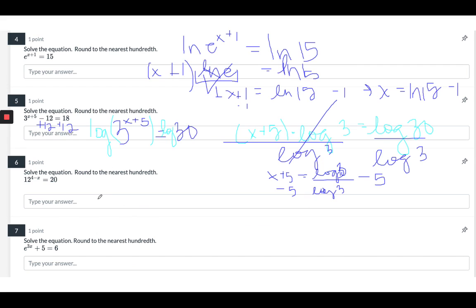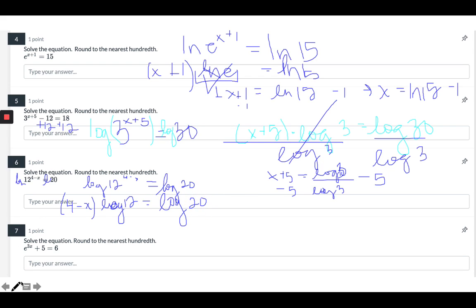All right, our next one, number 6, solve the equation. And same thing, nothing to move, nothing outside the exponent, so we're ready to take the log of both sides. So I've got log base 10 of 12 to the 4 minus x power equals log base 10 of 20. All right, use that power property. Make sure you put that exponent in parentheses because the whole exponent gets multiplied by the log of 12. So I've got (4 minus x) times the log of 12 is equal to the log of 20.